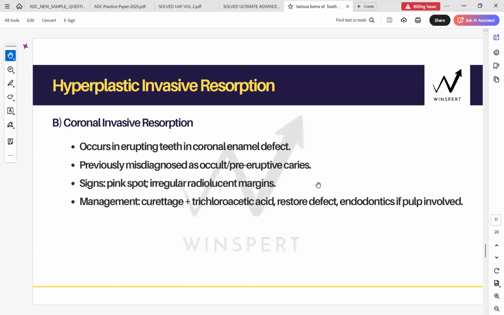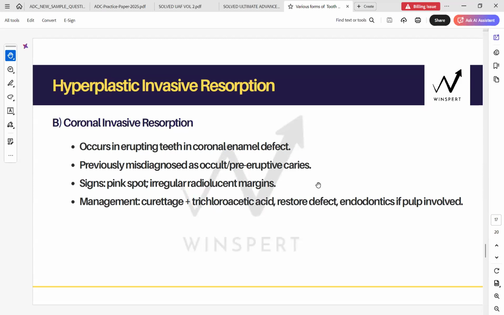Now comes the second type and the last kind, your hyperplastic coronal invasive resorption. It occurs in erupting teeth in the crown portion and it's an enamel defect. It was initially called occult or pre-eruptive caries, but that's a misdiagnosis. Till the tooth is erupted, pre-eruptive caries cannot happen. It was historically believed to be pre-eruptive caries, but this was later understood to be a coronal invasive resorptive defect.